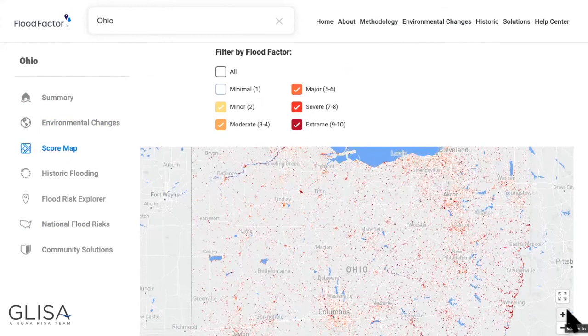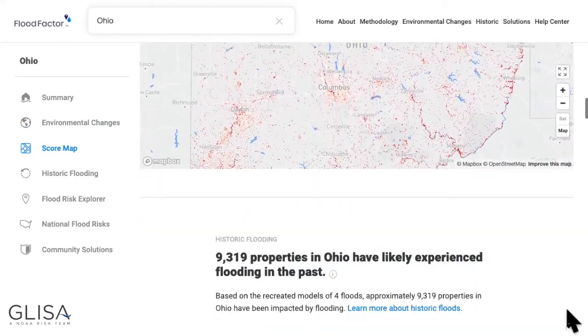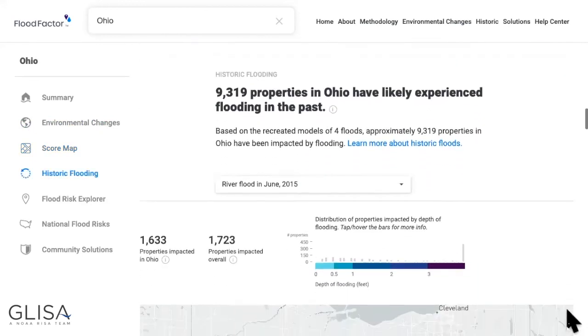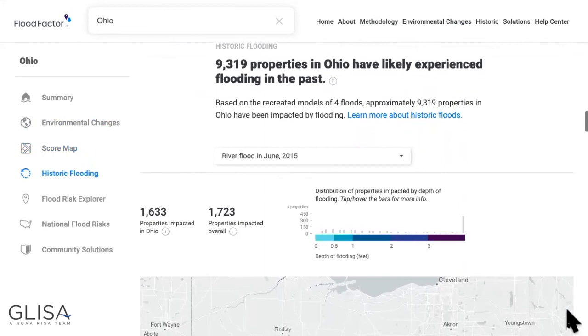A map of the state with colored dots showing the different flood factor scores for properties all over the state is presented next. This can be useful to see which parts of the state have the highest flood risks. Information about historical flooding events in the chosen state is also presented.